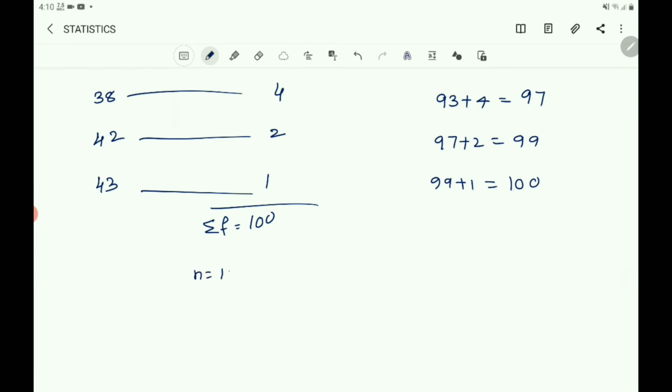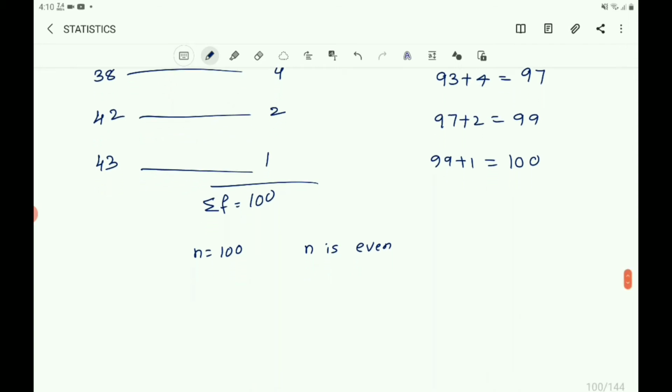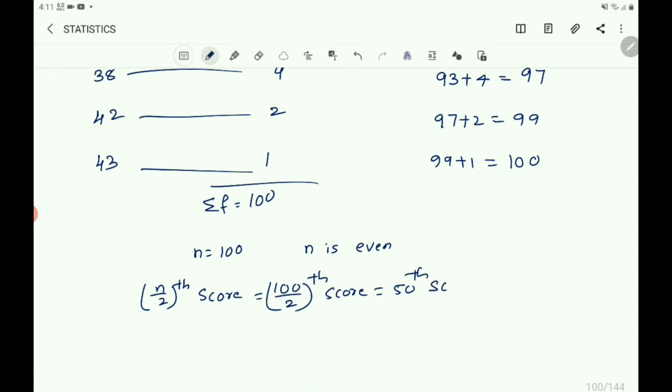n equals 100 and n is even here. You know that as n is even, you must find the n by 2th score and the n plus 1 by 2th score, and next we have to find the average of those 2, which is the median of the given data. So you take the n by 2th score, that is n is 100, 100 by 2th score, you will get the 50th score.